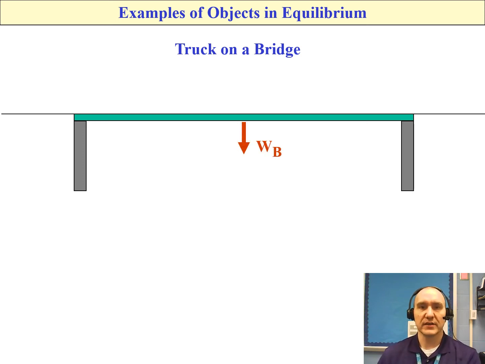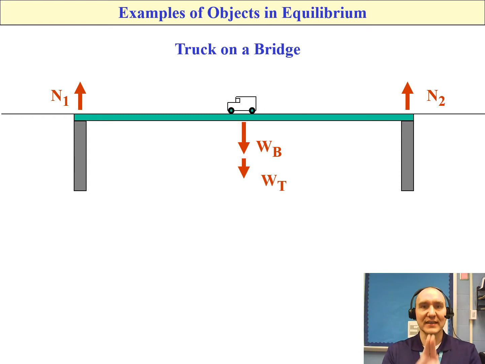Next problem talks about a truck that's going across a bridge. And the question here is how much normal force is being applied by this side of the bridge and this side of the bridge when the truck actually makes it onto the bridge. Now at this point we're going to say that the truck is right at the center.